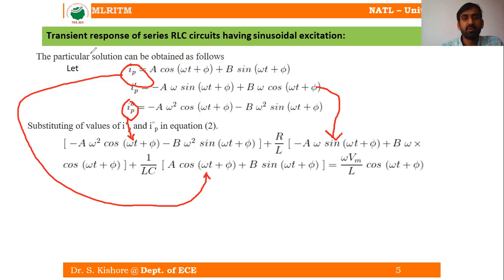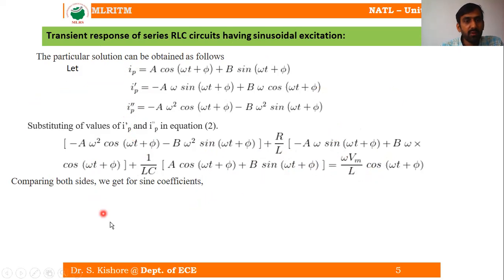So now what we have to do is compare both sides. We have this equation. If we compare both sides, what are you going to have? We have sine coefficients. So let us compare the sine coefficients first. Later we will go for the cosine coefficients.